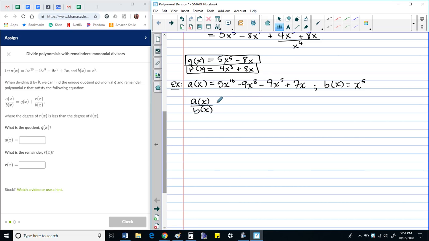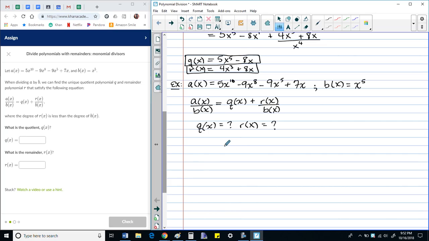All right. Equals the quotient plus the remainder over divisor. Write it every time. Not going to get it if you don't write it out. And the Q and R are very helpful. Quotient, remainder, right? Just like the words. We want to know Q of x equals what? And R of x equals what? All right.